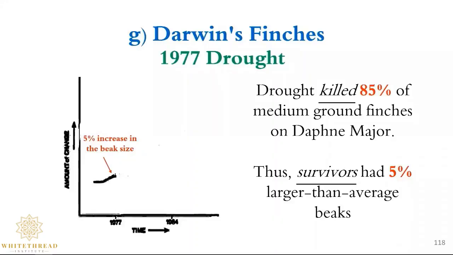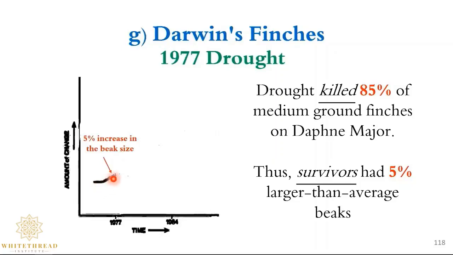And by a stroke of fortune for the Grants, in 1977 there was a severe drought on Daphne Major, which is one of the Galapagos Islands. This drought cut most of the food supply on Daphne Major, the island we're dealing with, and it killed 85% of the birds in the population. The birds it killed were medium ground finches. This led to approximately a 5% increase in beak size in a space of about one year, which you can see here. This is the evidence we're dealing with: a 5% increase in beak size. So just a slight rise.